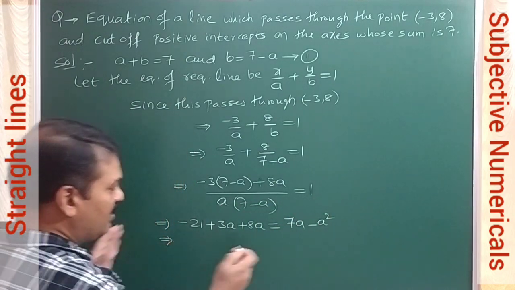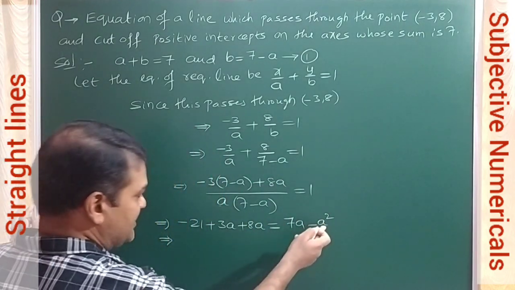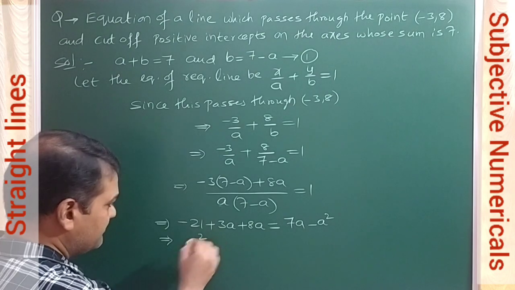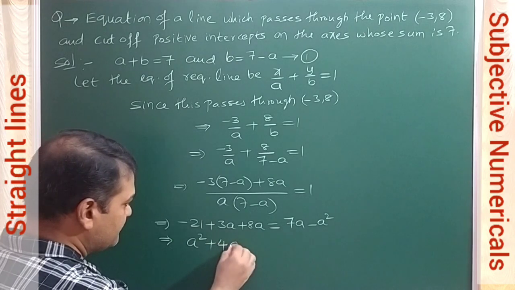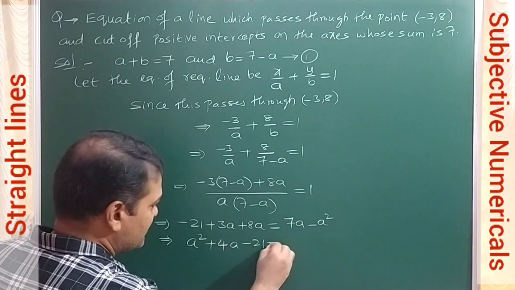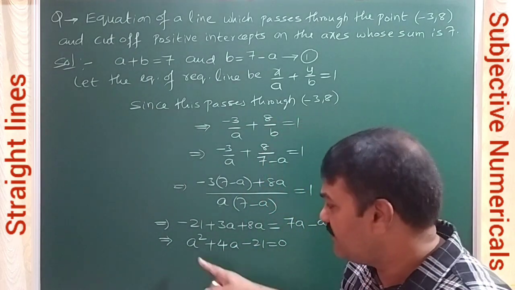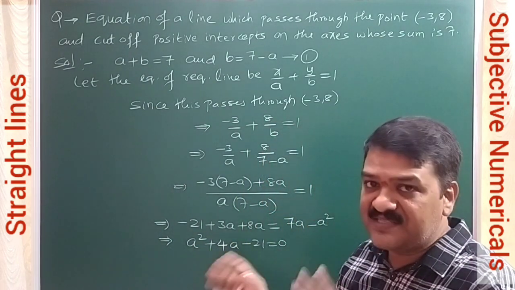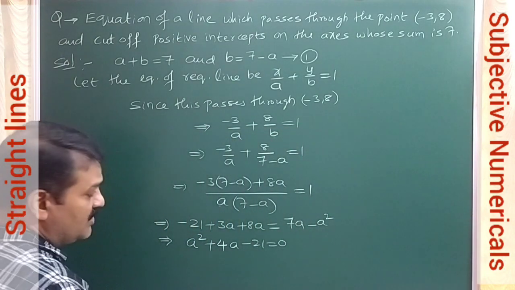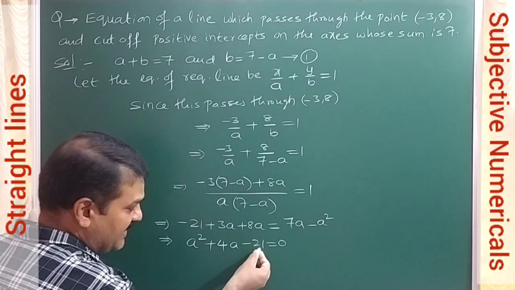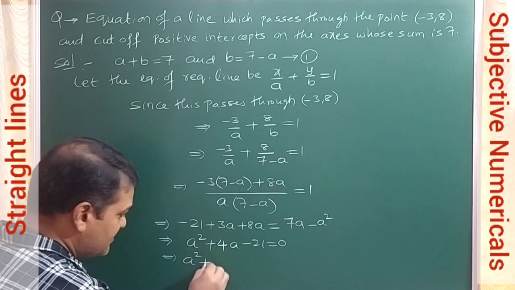Now let us write all terms on one side. I am shifting all terms to the left side. So minus a square comes here, means a square. 11a minus 7a means plus 4a. Minus 21 is equal to 0. So this is a quadratic equation in terms of a. So let us factorize this. We can factorize this easily. So I am factorizing. The product must be minus 21. The sum must be 4. So what are the factors?